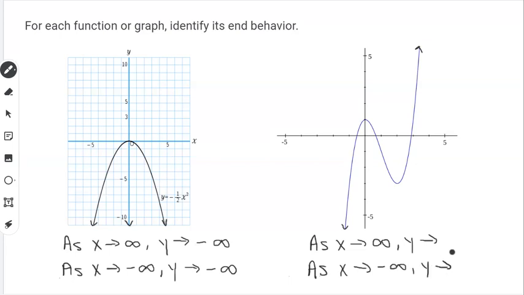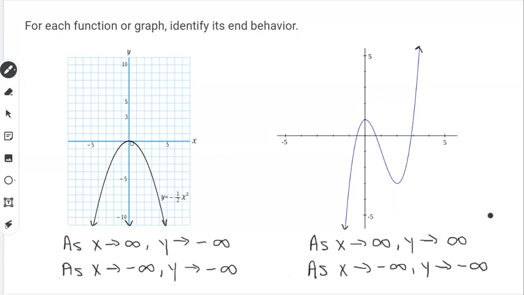Let's talk about the right-hand side first. As the function goes to the right, where is the function going? Is it going up or is it going down? It's going up, so we say y approaches positive infinity. But on the left-hand side, the function is going down, so we say y is approaching negative infinity.